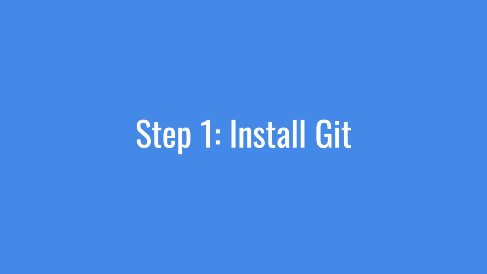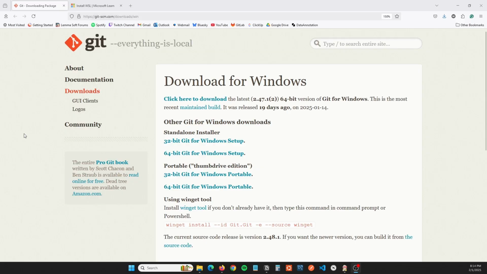So step one is to install Git. Now, if you have a Linux or Mac computer, you probably already have it installed, so feel free to skip to step two. If you're on a Windows computer, you have two options. The first option is to install something called Git for Windows. I will link this URL in the description, but basically you're going to go to this website and click here to download, pretty standard stuff.